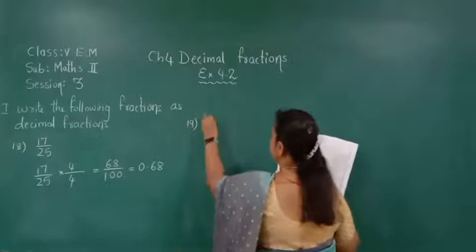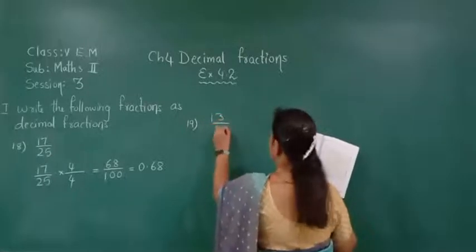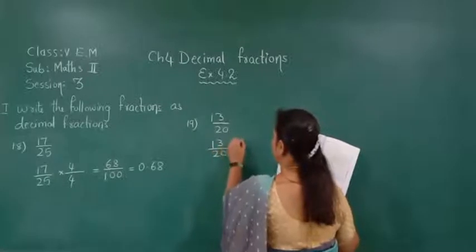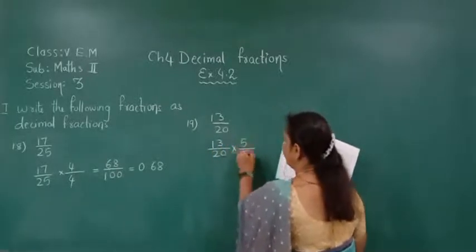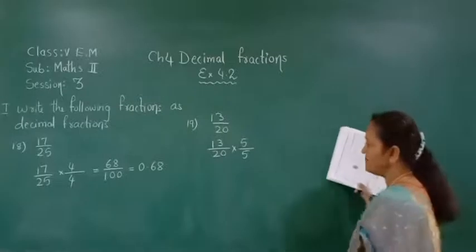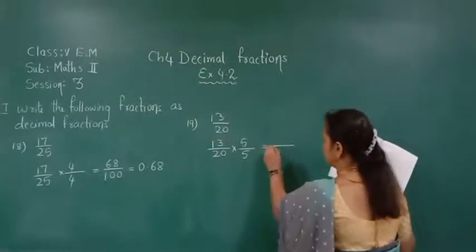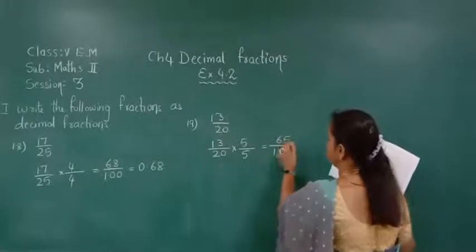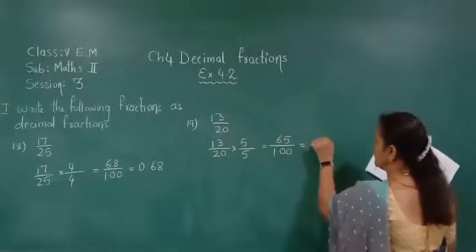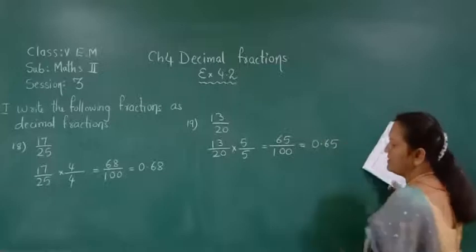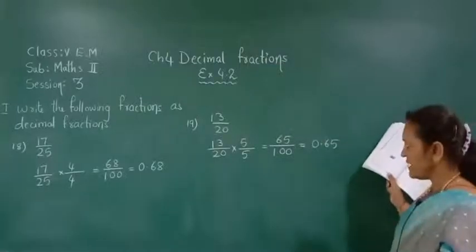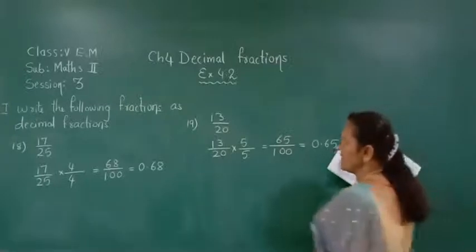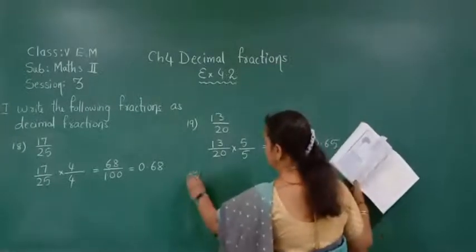19th question is 13 by 20. So here 13 by 20 when it is multiplied by 5, then we get 25s are 100. Then 13 5s are 65. So this is equal to 0.65. Here 13 5s are 65. 65 by 100 is 0.65. Then 20th question.